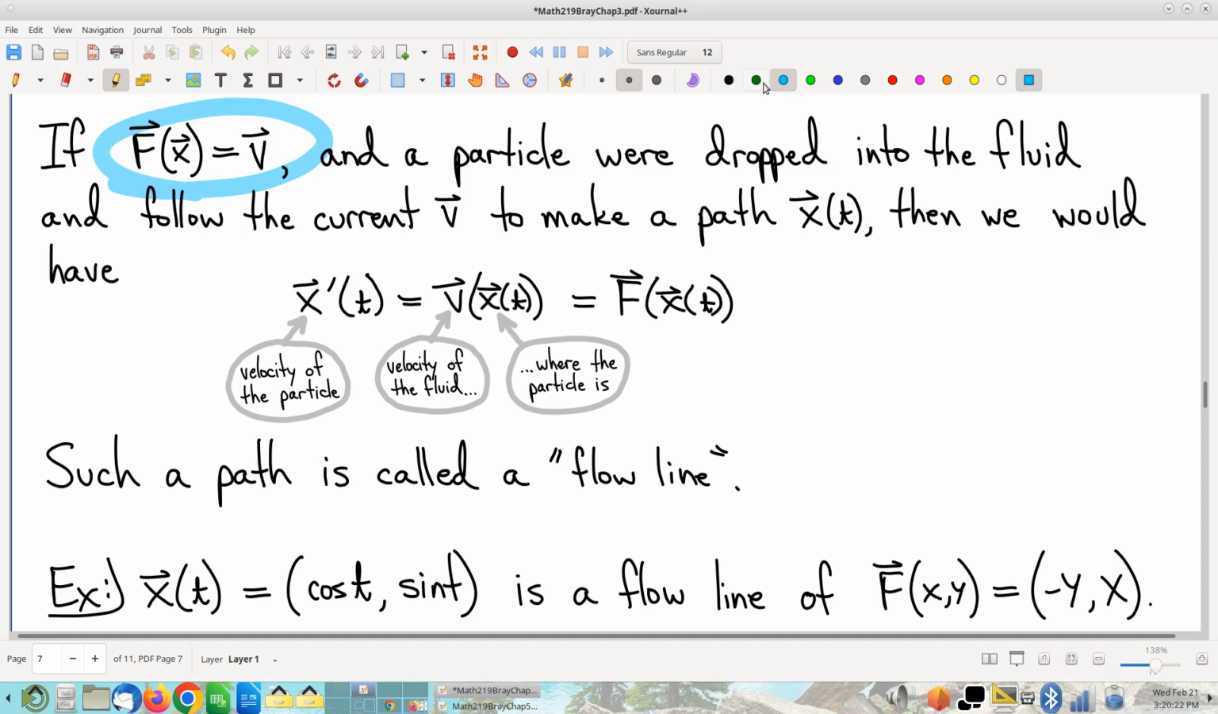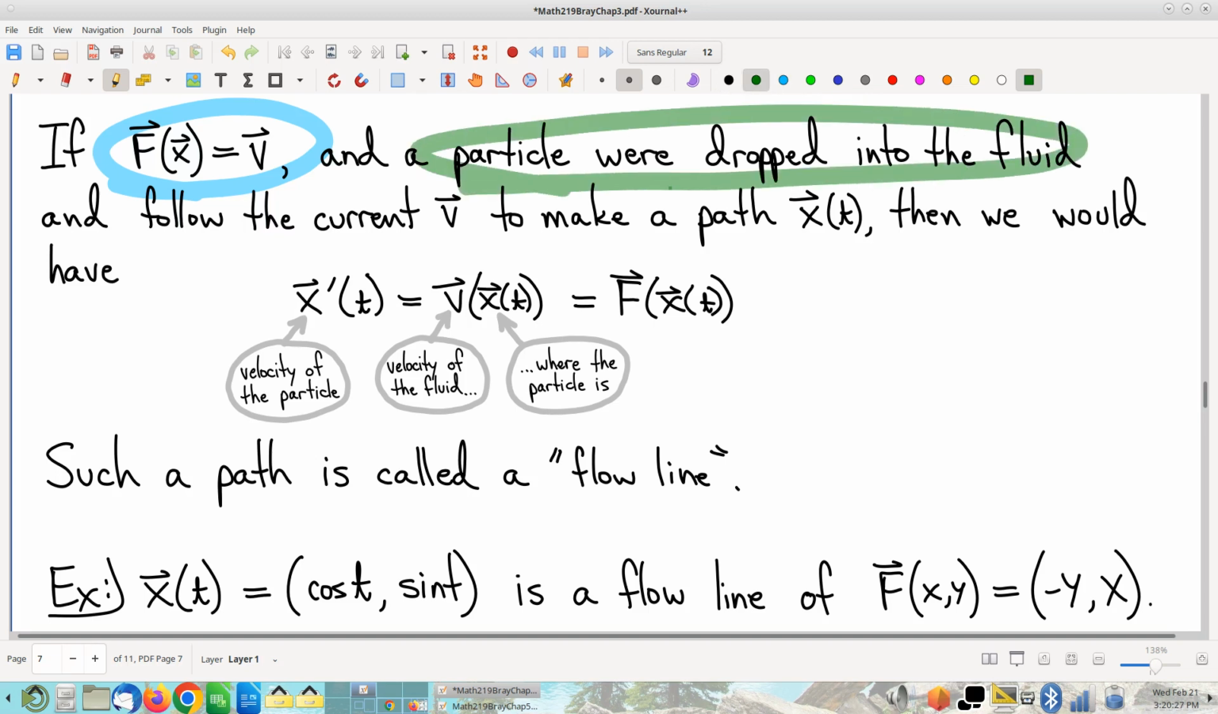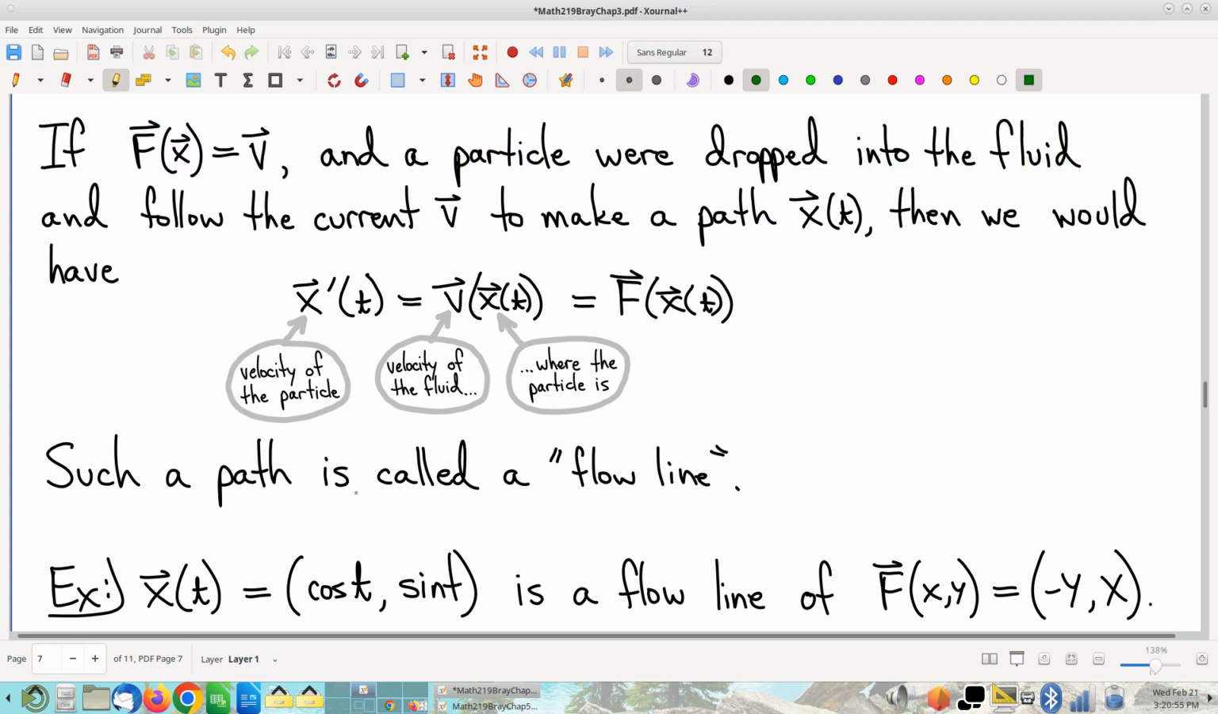And now imagine that we drop a particle into the fluid. Imagine this is perfectly weighted, buoyant. Let's not worry about stuff like gravity and things like that. This little particle, whatever direction the water is going, that's the direction that the particle is going to go, right? I mean, if you drop a leaf into the river, the leaf goes exactly where the water tells it to go. Okay, so we can write that down mathematically, and here it is.